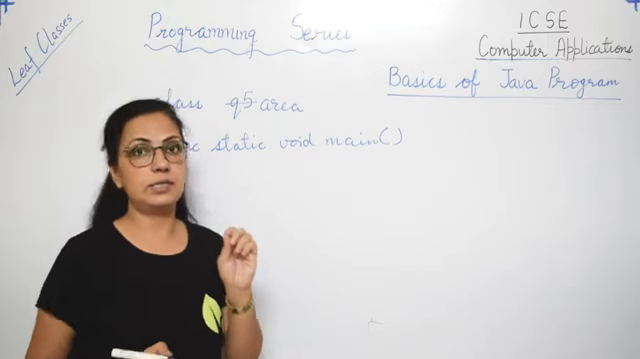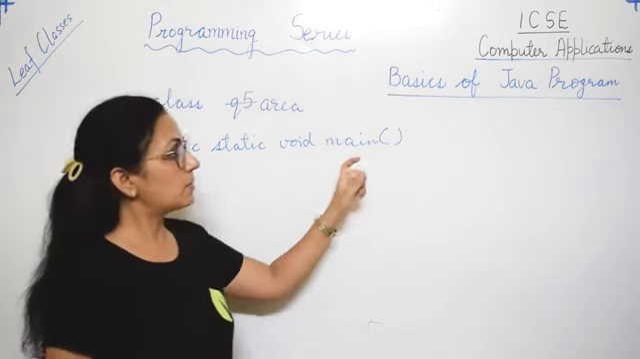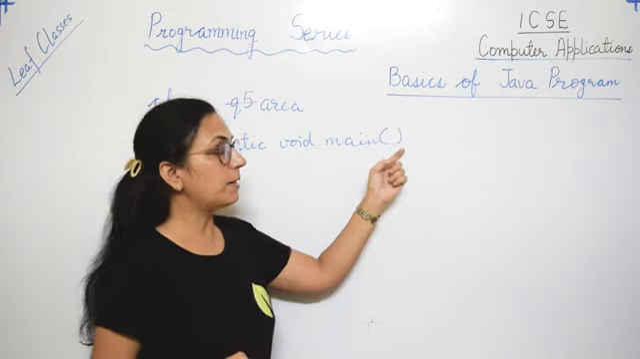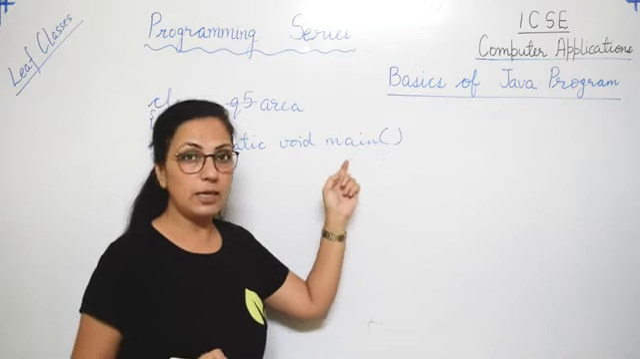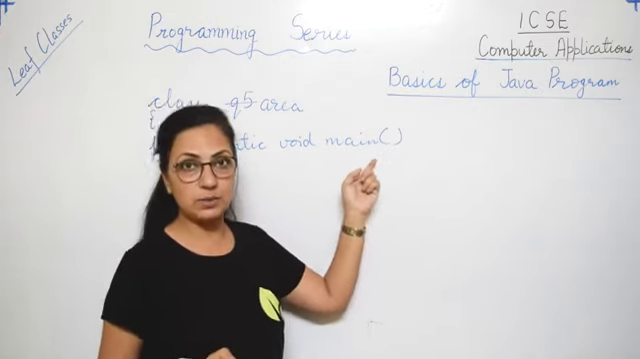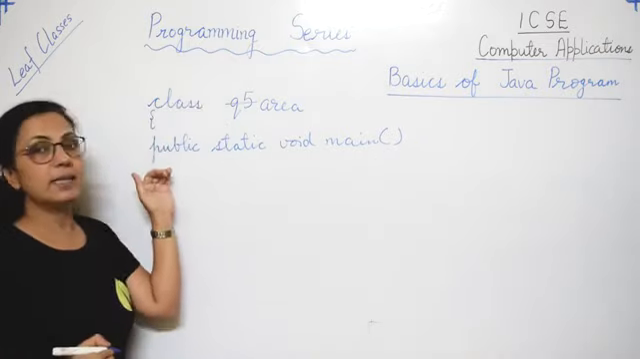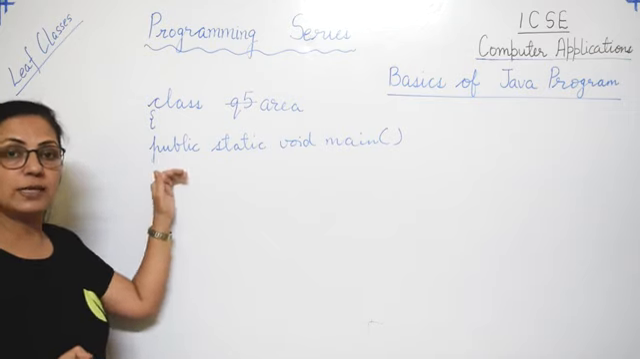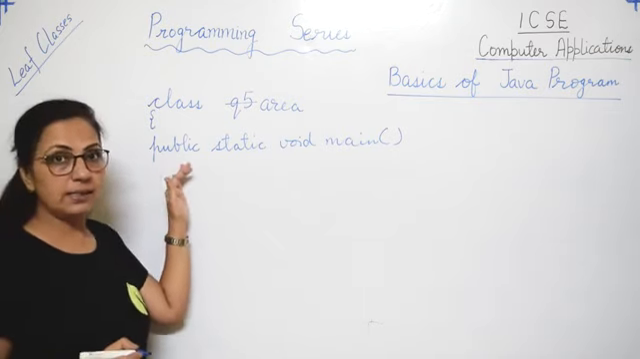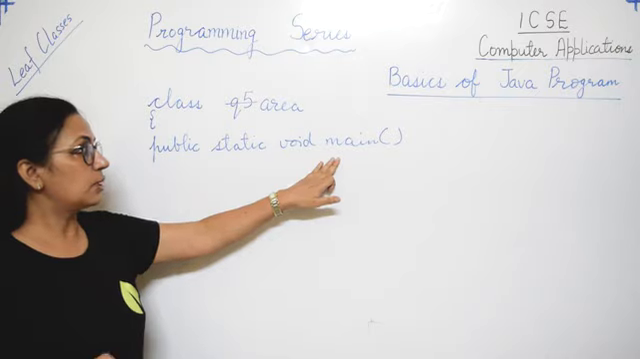Children, here in Java, with all the function names you will find that opening and closing brackets are there. So with each function name, don't forget to put these brackets, and there will be no semicolon over here. Public is the access specifier which tells the accessibility of this function.